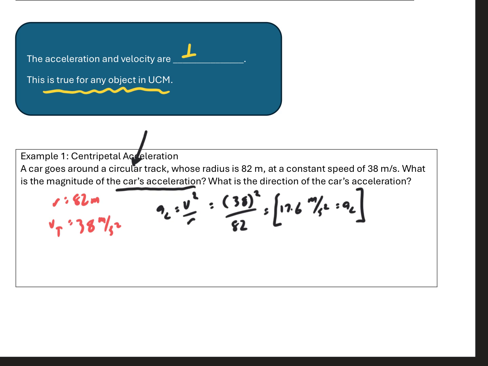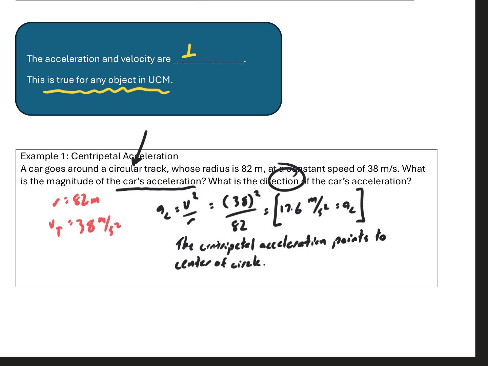So not awful. Forgot to answer one of the questions. The direction of the car's acceleration, always pointing towards the center. Always pointing towards the center of the circle.